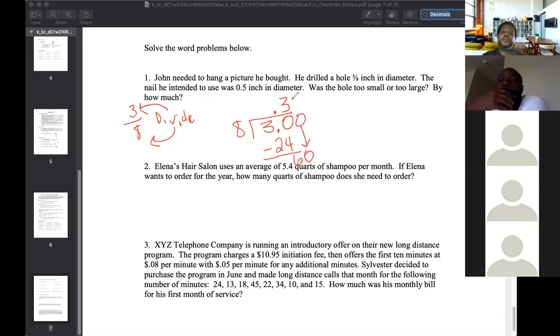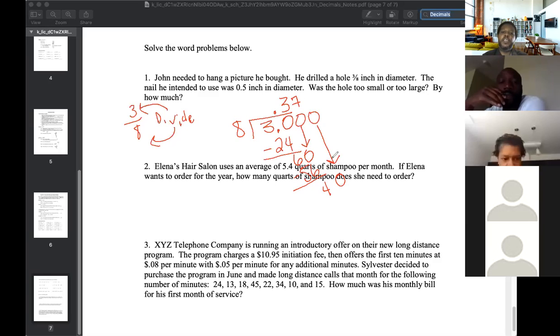7 times. Very good. That's going to give me 56. So then I have a 4 left. I need to go one more time and bring that last 0 down. And how many times does 8 go into 40? 5 times. So the hole that he drilled was 0.375 inches in diameter. But the nail he was going to use is 0.5 inches in diameter.